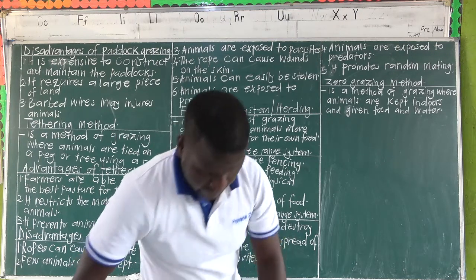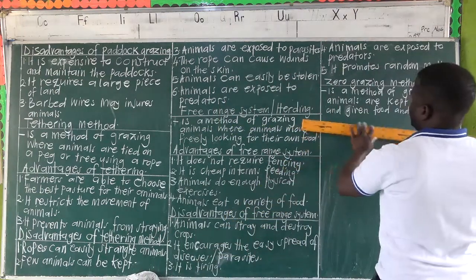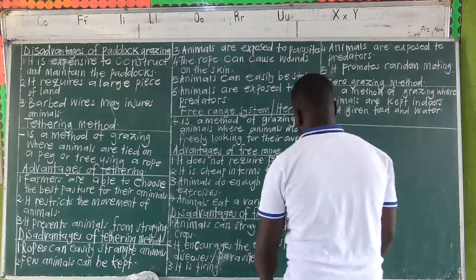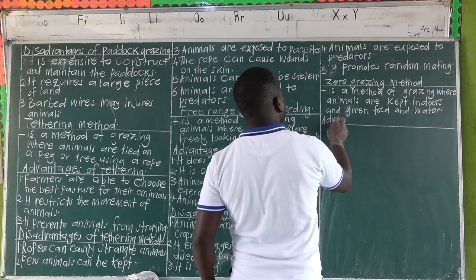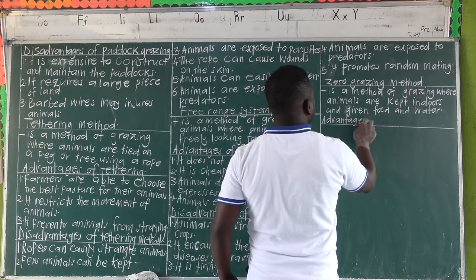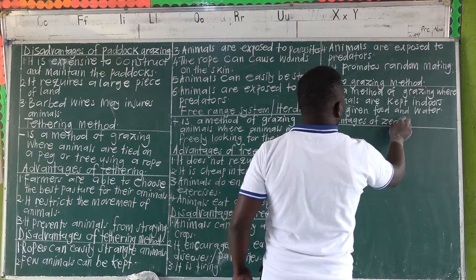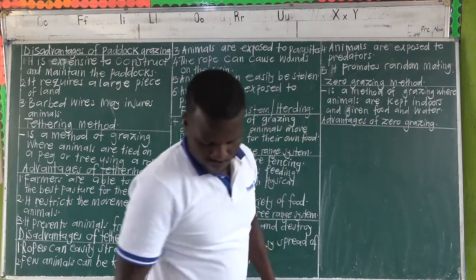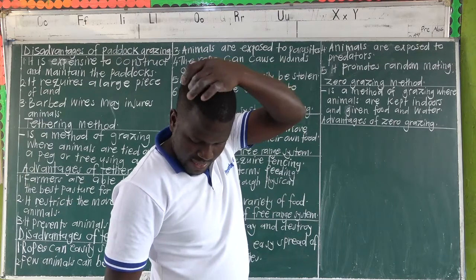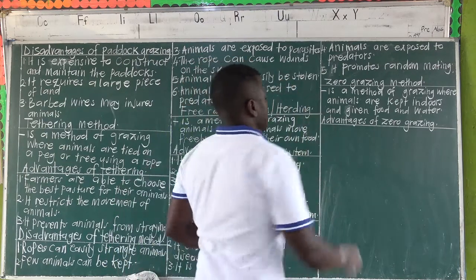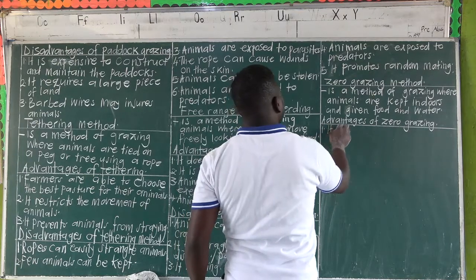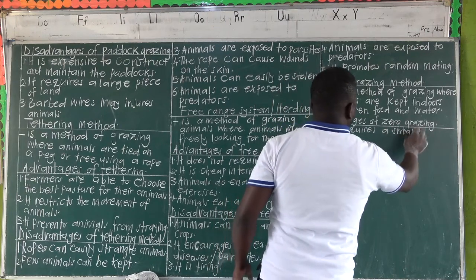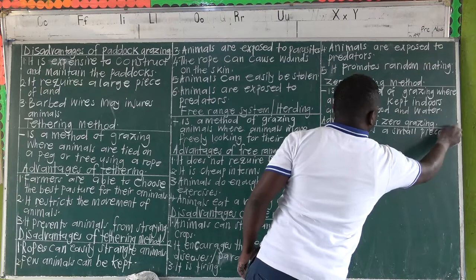So what are the advantages? Advantages of zero grazing. It requires a small piece of land. That's enough.